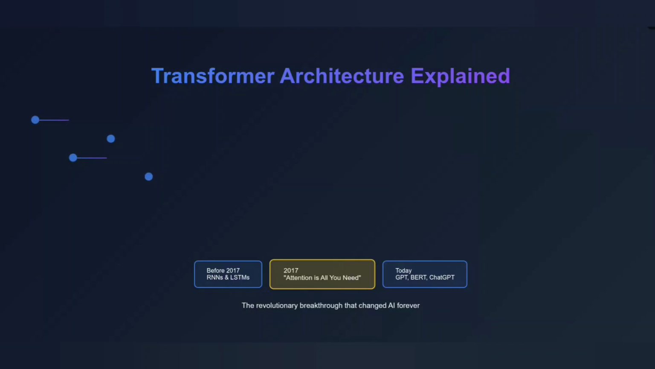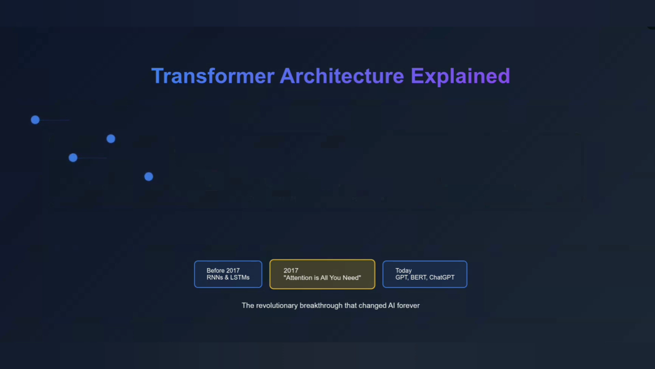What if I told you that a single architectural breakthrough in 2017 completely revolutionized artificial intelligence? From ChatGPT to Google Translate, from code generation to image creation, it all traces back to one paper. Attention is all you need.